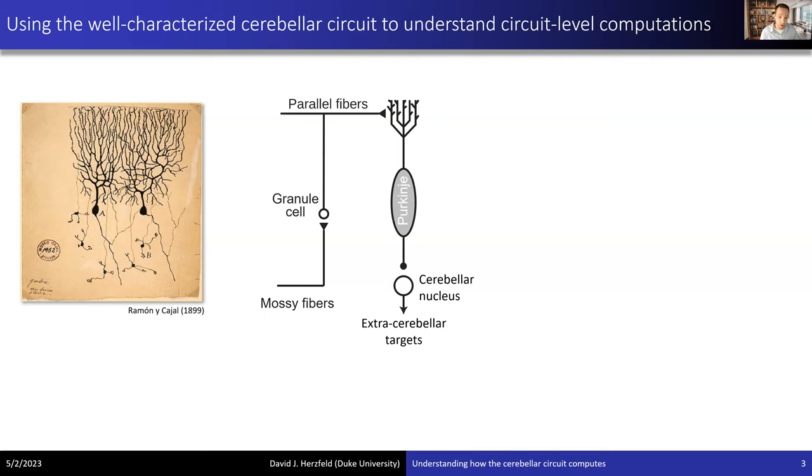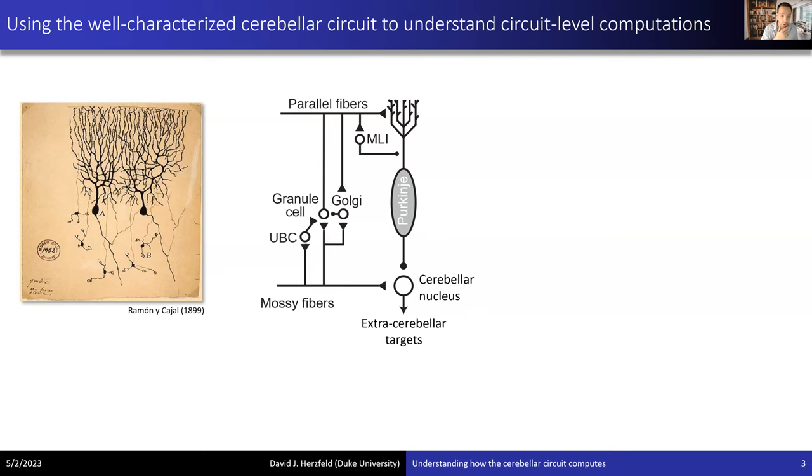So this mossy fiber to Purkinje cell pathway forms essentially the primary feedforward pathway by which information comes in and is ultimately relayed out of the cerebellum. But in addition to this pathway, there are many other cell types. This is just an abbreviated version of the circuit that I'm showing you here.